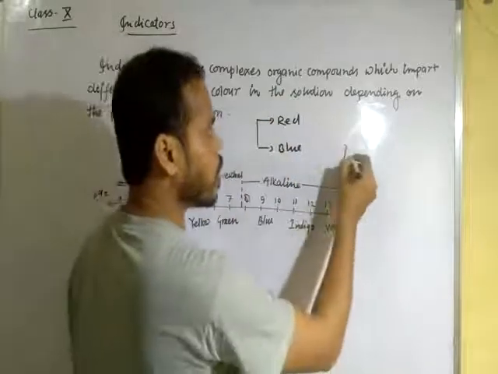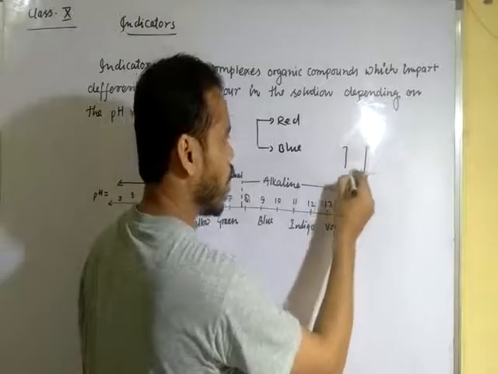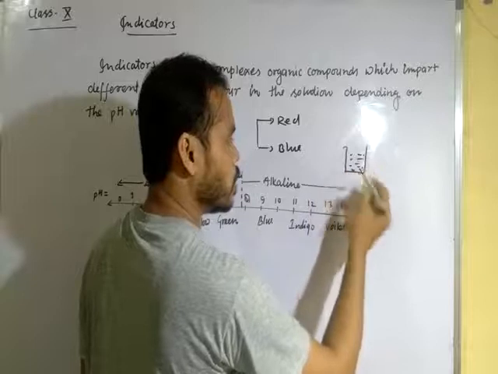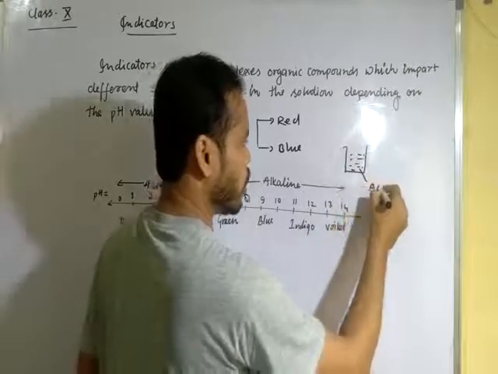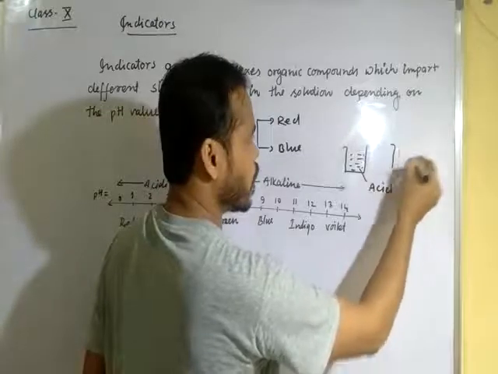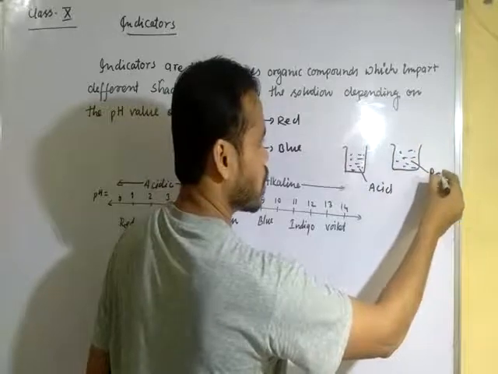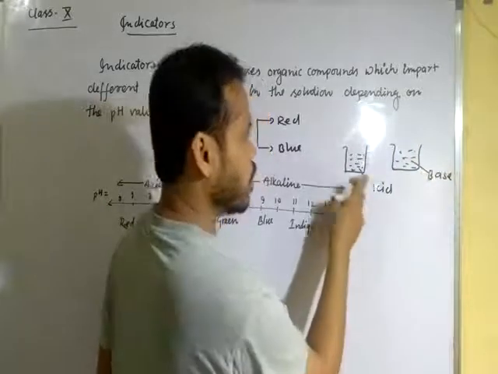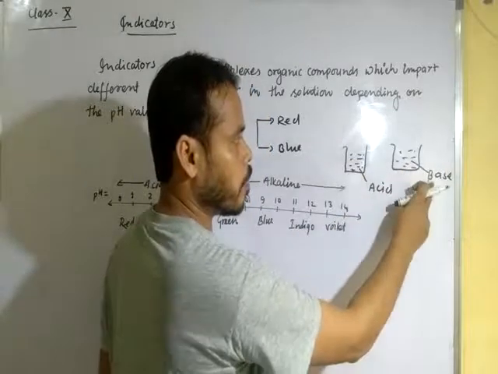Suppose we have two beakers, and in one beaker there is an acid, and in the second beaker a base is kept. Clear, dear student? In this beaker acid is contained, and in this beaker base is contained.